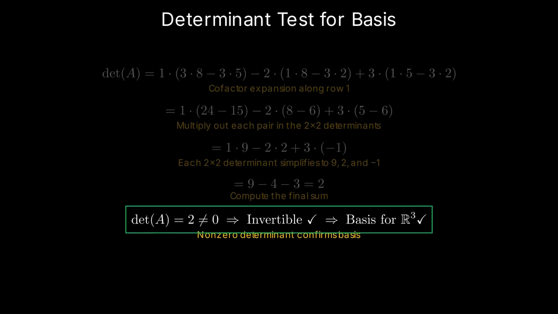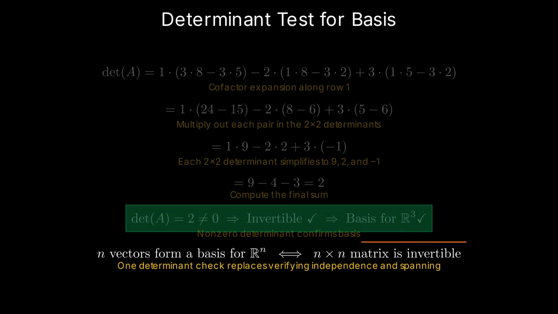And here is the general principle to remember. n vectors in Rn form a basis if and only if the n by n matrix is invertible. This single determinant check replaces the need to verify both linear independence and spanning separately. One check replaces two. Both the standard and alternative bases span all of R3.